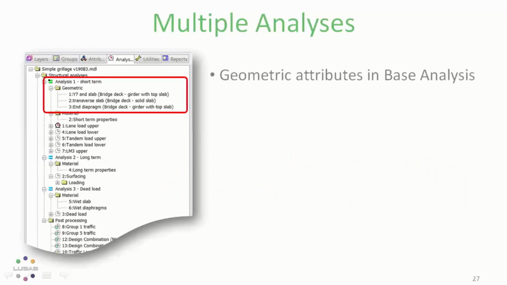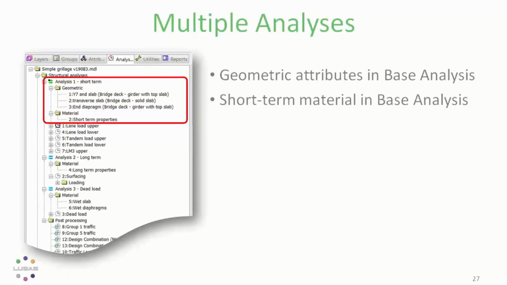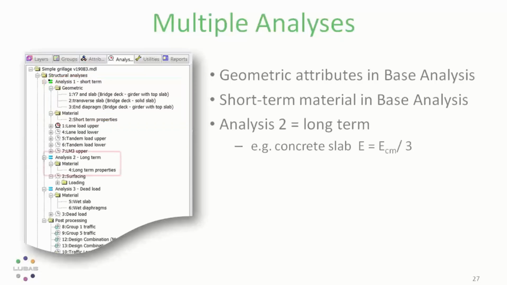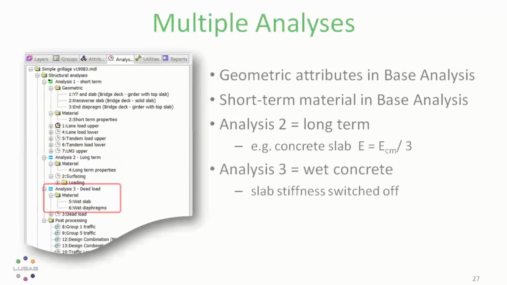These parts come together with our analysis tree again, so you assign the section shapes once only in the base analysis, along with the short-term material properties, say, because the long-term material properties might be assigned in analysis 2, and the wet concrete in analysis 3. The calculations to Hambly or the NCHRP report are handled from there.